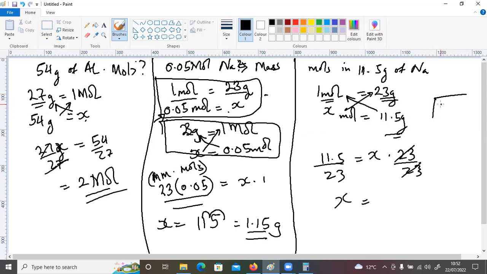I do long division, 115 divided by 23. How many times does 23 go into 115? It is actually 5 times. 5 times gives me 115, and it is finished. Then introduce 1 decimal point, it will become 0.5 moles. And that is your answer right there.